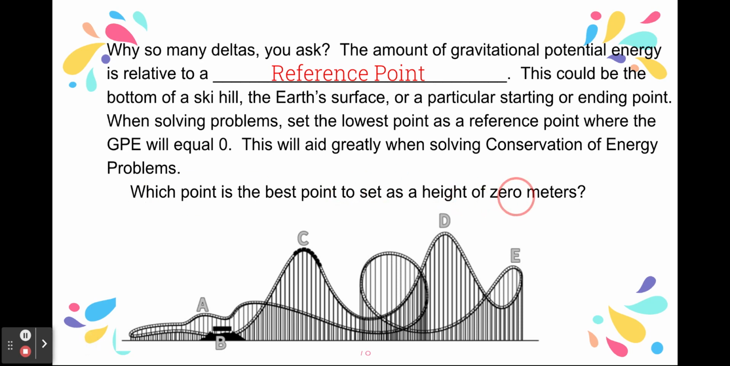Which point is the best point on the roller coaster to set the height to 0? What I would do is look at the roller coaster and pick the lowest point on the roller coaster, and that would be our 0 point. So the best point here would be B. It's closest to the ground. That would be our 0 point.